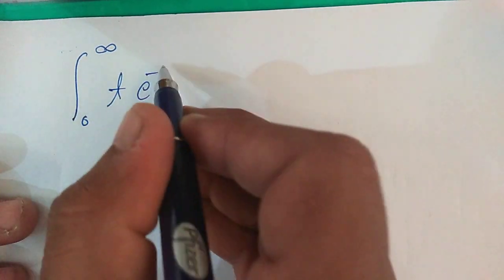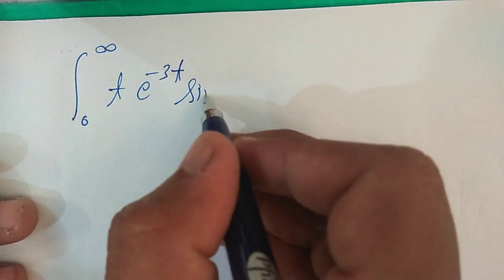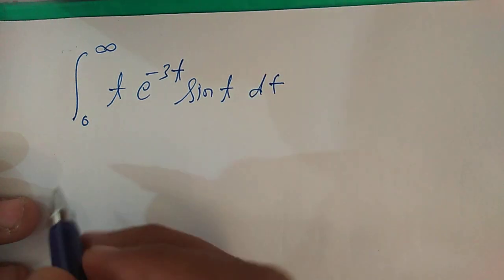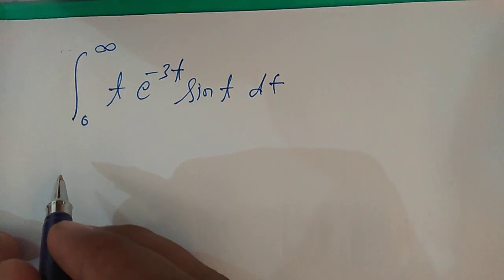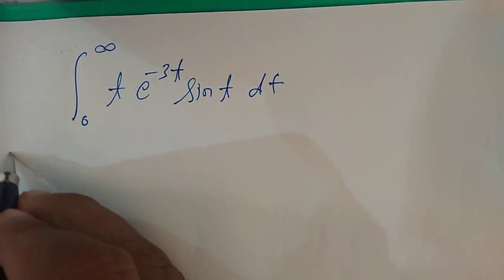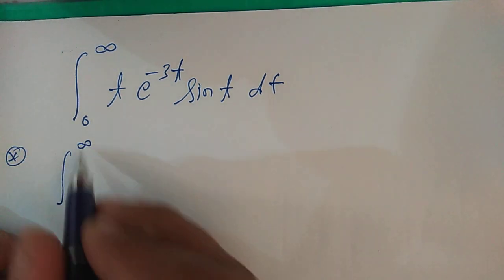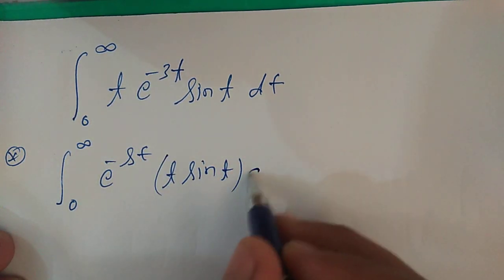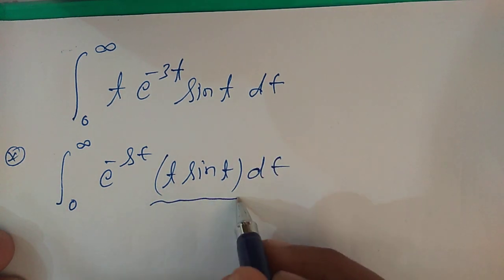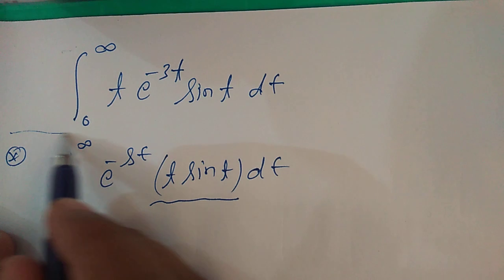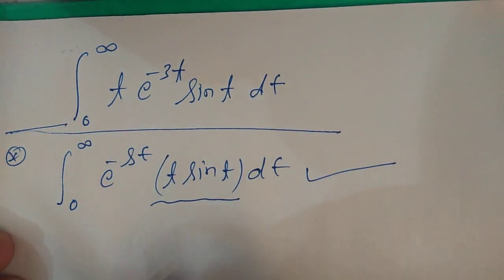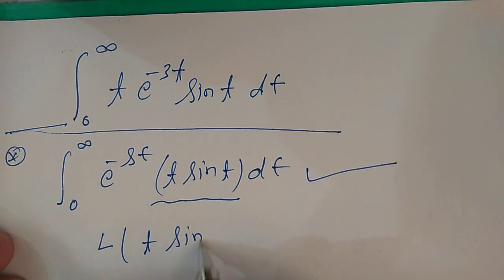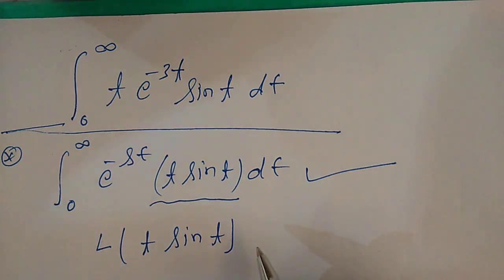Like one problem I am giving here: integral from 0 to infinity of t e power minus 3t sin t dt. So if you see, this is nothing but the form of integral from 0 to infinity of e power minus st times t sin t dt. This is your Laplace, so s equal to 3. If you get the value of this integral, put s equal to 3 and you will get the answer. So this is nothing but your Laplace of t sin t.